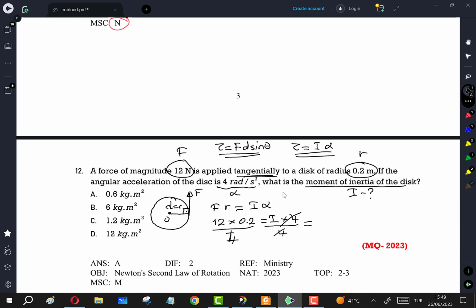So I is going to be 12 times 0.2 divided by 4, the result is 0.6. 0.6 kilogram meter squared, so A is the correct answer.